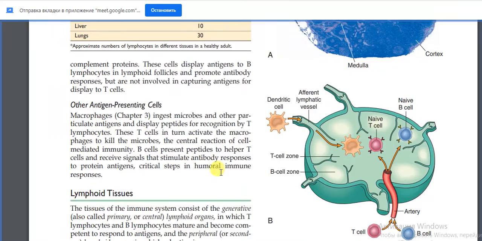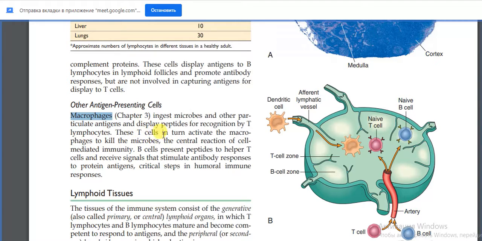Okay, so only those which are already bound with antibodies. Okay, and we have other antigen presenting cells which possess less important function, so less antigen presenting function, but more phagocytic function. They are macrophages. And the functions of macrophages have already been discussed. They possess a lot of different functions, but they can ingest microbes and other particulate antigens and display peptides for recognition. So they also have the same MHC molecules.